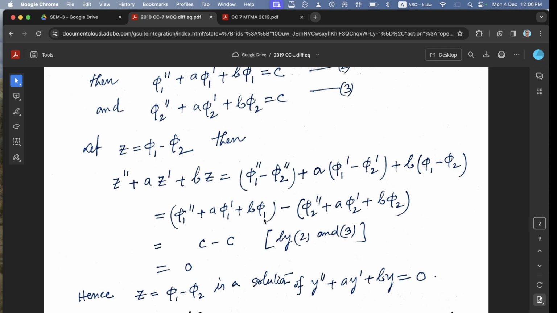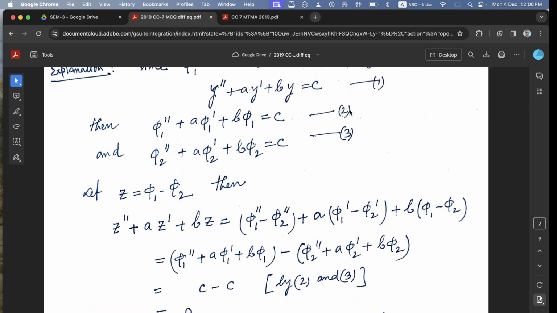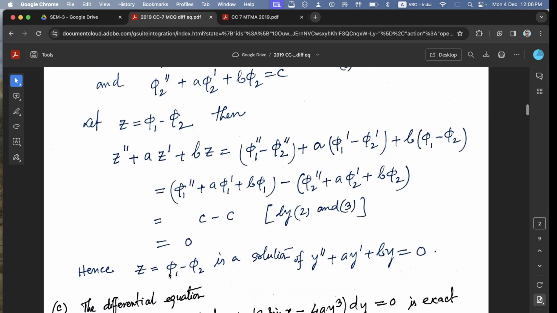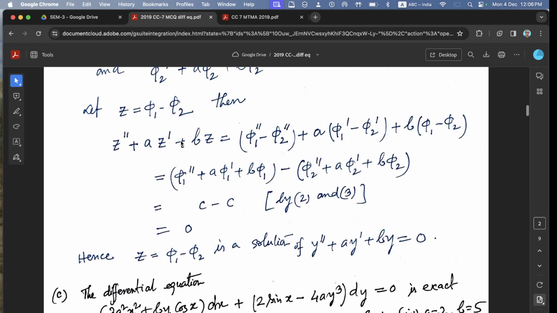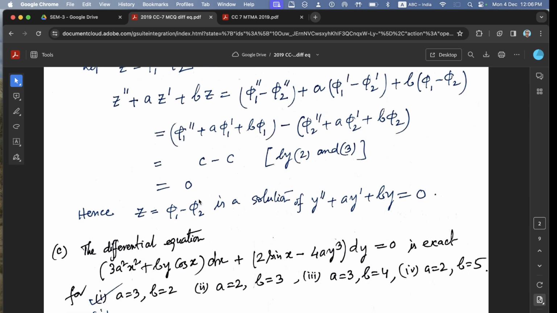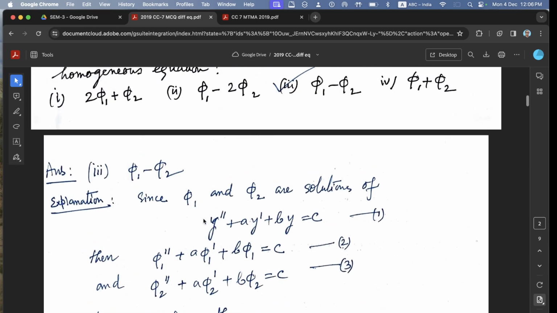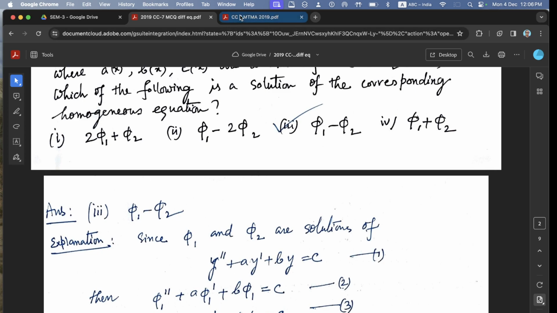This is equal to c and this is equal to c, from equations 2 and 3 respectively. So this equals 0. Hence z, that is phi1 minus phi2, is a solution of the homogeneous differential equation. So phi1 minus phi2 is a solution. So the correct option is 3.